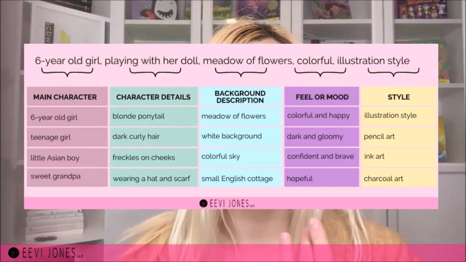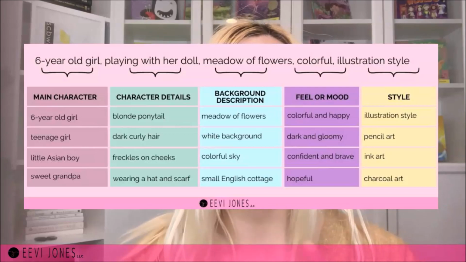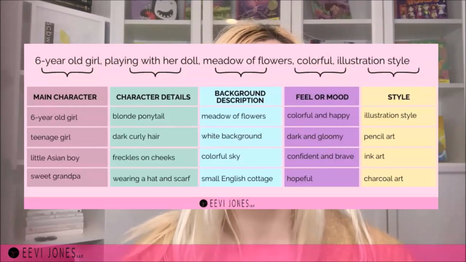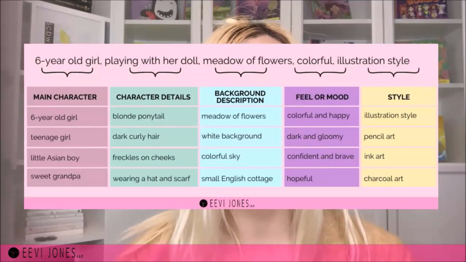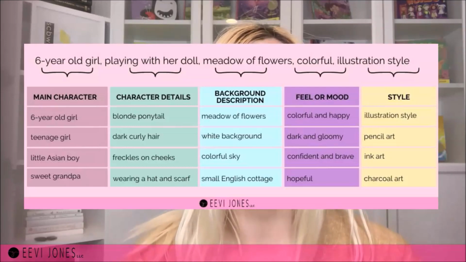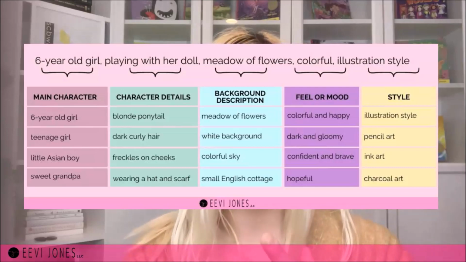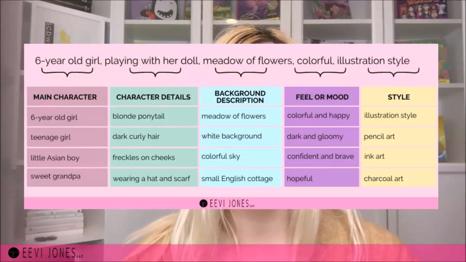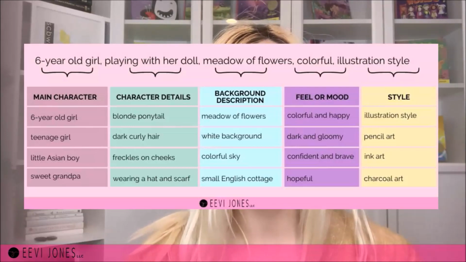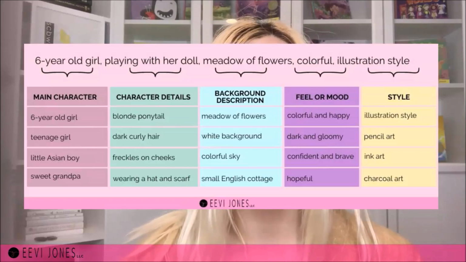The fourth category describes the feel or mood. In my example, I added the word colorful. Other examples might be dark and gloomy, or hopeful and happy. And the fifth category I added is the style of our image that we are looking for. I was looking for an illustration style, so that is what I added.